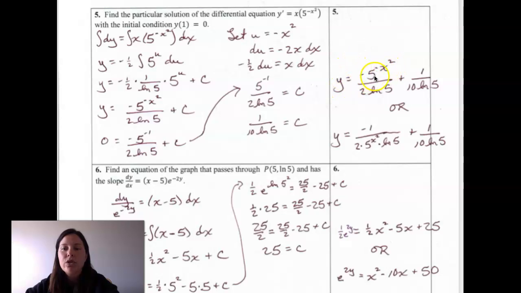Some of you took this because it had a negative exponent and put it in the denominator, and that's fine too. I will accept both answers. You can leave that in the numerator with the negative x squared, or you can bring it to the denominator.